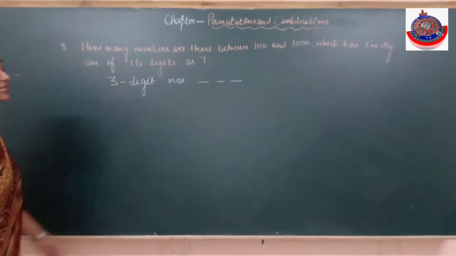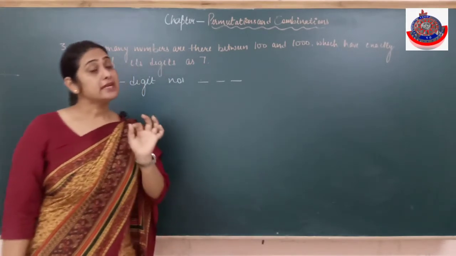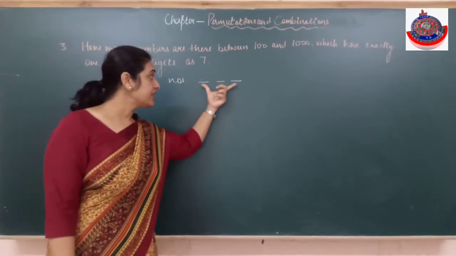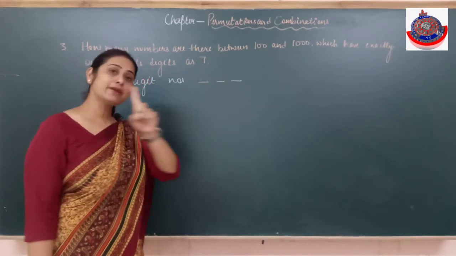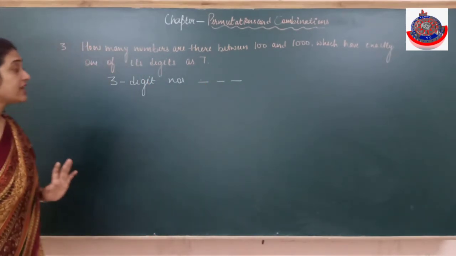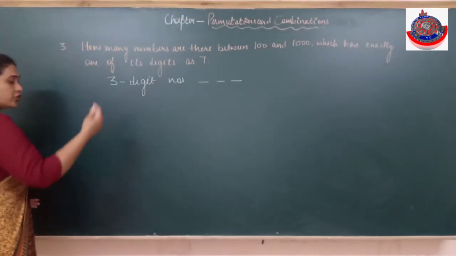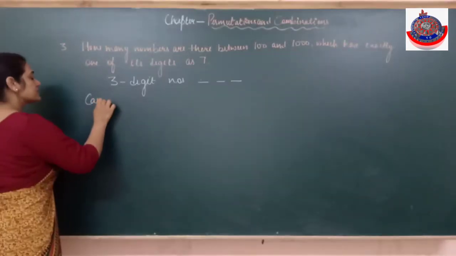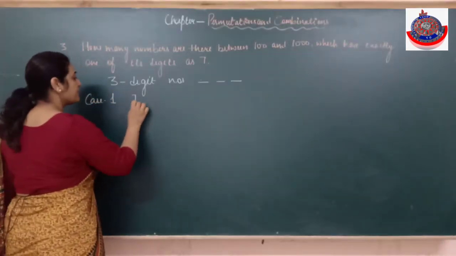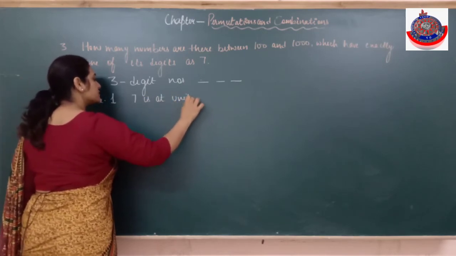Clear? Now it says one of these three digits must be 7. That is compulsory. Out of the 3 digits filled, 7 can be here, or here, or here, but it must be there. So that means 7 can be in the unit place, tens place or the hundreds place, so I have to do cases. Case 1, when 7 is at the units place.